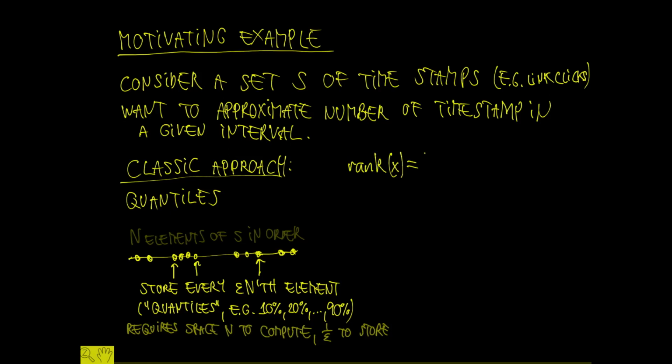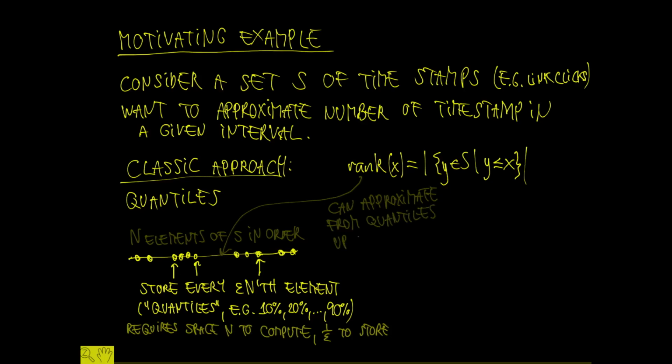Now consider the rank of an arbitrary element x in the domain, which is defined as the number of elements in the set less than or equal to x. We can approximate the rank from the quantiles with an additive error of at most epsilon n. We want to achieve something similar while using space close to 1 over epsilon.